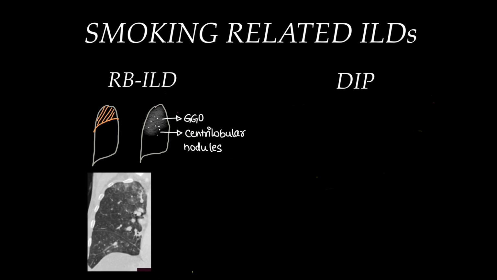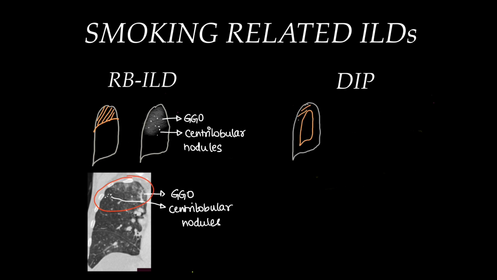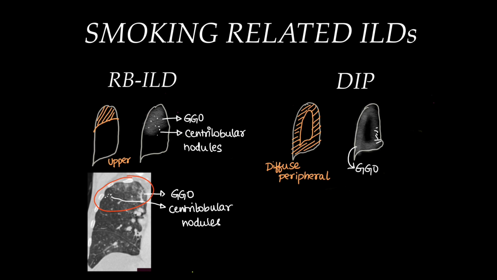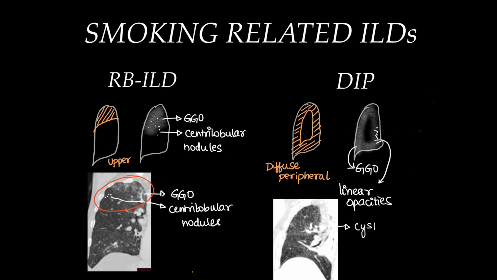Distribution of respiratory bronchiolitis is more commonly upper lobe, and the more common opacity is ground glass opacities with some centrilobular nodules. Here we can see upper lobe predominant ground glass opacities and some centrilobular nodules. Next, desquamative interstitial pneumonia is a diffuse disease affecting peripheral aspects of the lung. Opacities seen here are ground glass opacities with some reticular opacities in the subpleural region. Here you can see some cystic changes, also seen in advanced disease.